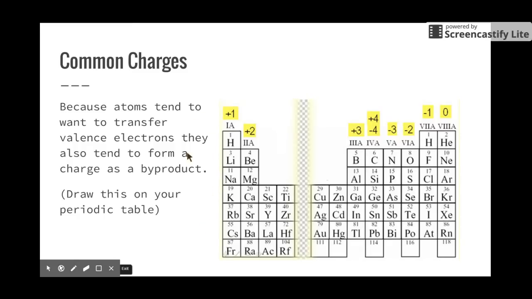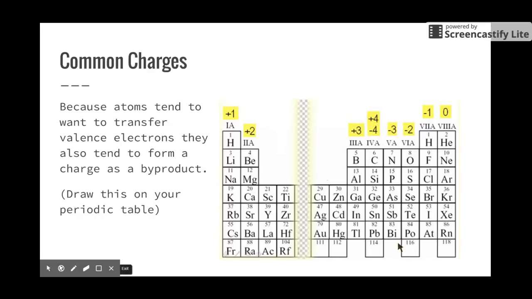Just remember, atoms tend to transfer electrons, and so these guys will transfer 1 electron and become positively 1 charged. These guys will get rid of 2 electrons and become +2 charge. We're going to ignore the transition metals and go to group 13. These guys have 3 valence, they become +3. These guys have 4 valence. They can go either way. They can either go up 4 or down 4, so they're kind of both.